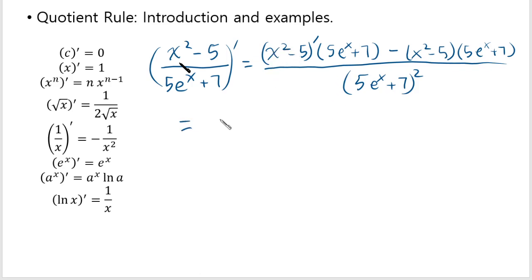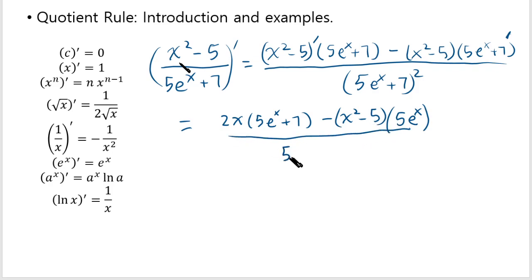Okay, x squared differentiates to 2x. 5 prime is 0, so we just need this. Minus x squared minus 5. And then, oh, I forgot to put the derivative sign. This has to be differentiated. E to the x differentiates to e to the x. How beautiful, right? So 5 e to the x. And then 7 is a constant, so if you differentiate, that's 0. And you have 5 e to the x plus 7 squared.